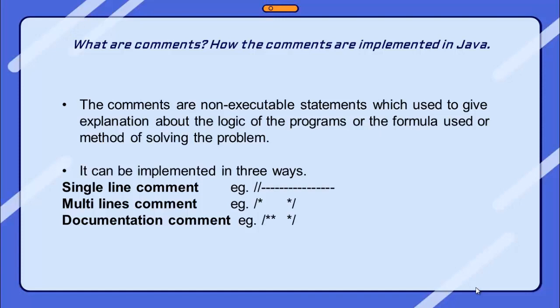What are the comment statements? How are they implemented in Java? The comment statements are non-executable statements which are used to give an explanation about the logic of the program or the formula used, or the method of solving the program. There are three different comment statements: one is single line, second one is multi-line, and the third is documentation. You have to write an example.